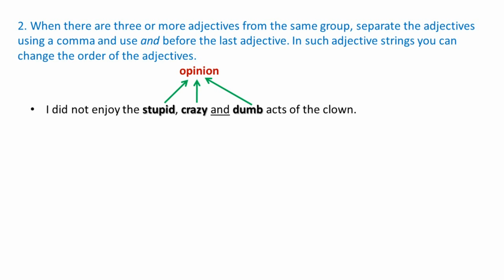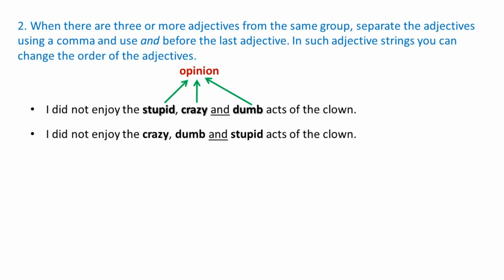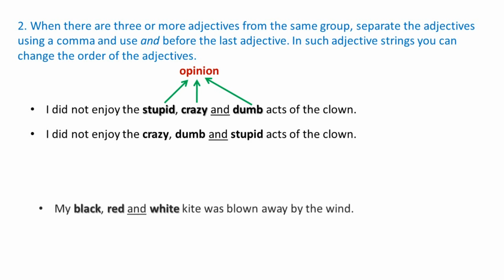So we said that in such adjective strings, you can change the order of the adjectives. So look here, I did not enjoy the crazy, dumb and stupid acts of the clown. You have changed the order of the adjectives. So since all these three adjectives belong to the same group of adjectives, we can change their order. Let us look at another example.